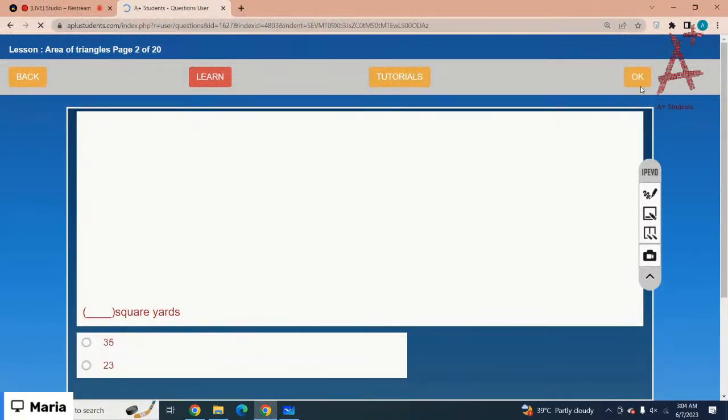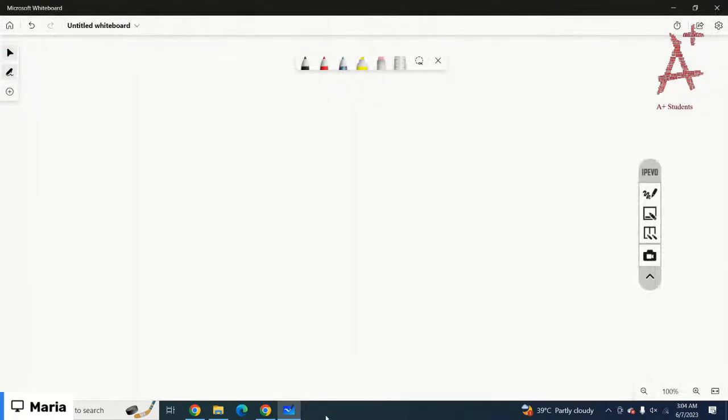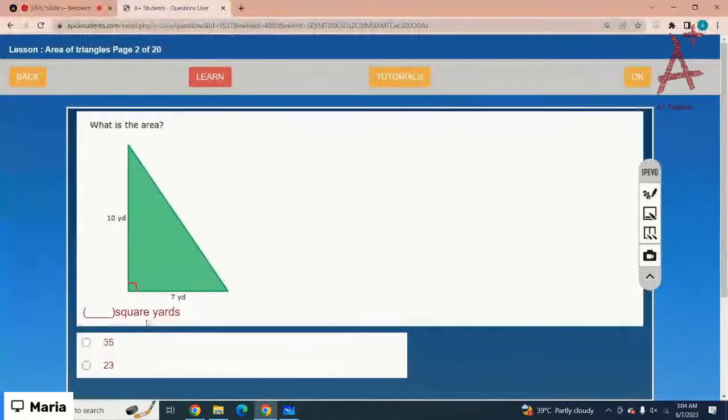Okay, the next one is, what is the area? Height is 10 yards and base is 7 yards. So you have to use the same formula, half times base times height. So you need to do 1 by 2 times 10 times 7. 10 times 7 is 70 and 70 divided by 2 equals 35. That means the area of the triangle is 35 square yards.